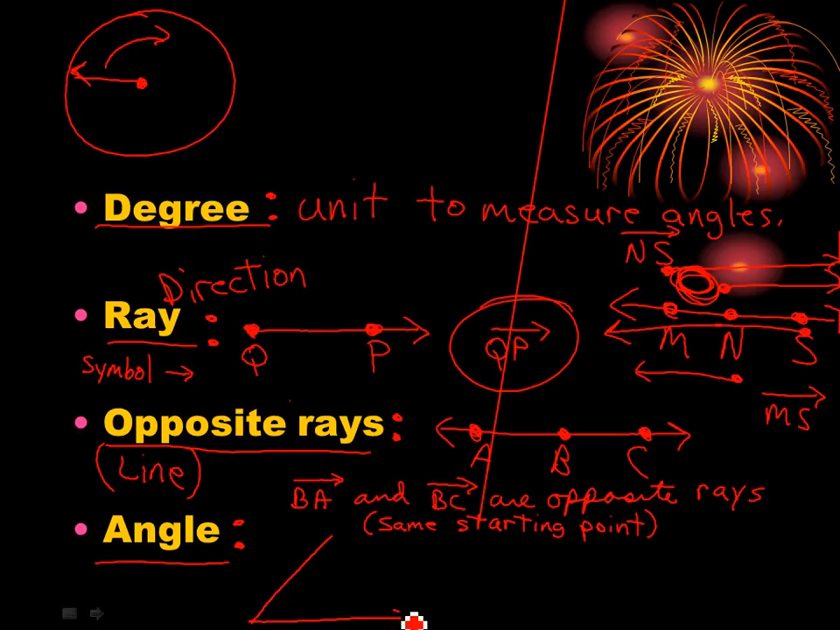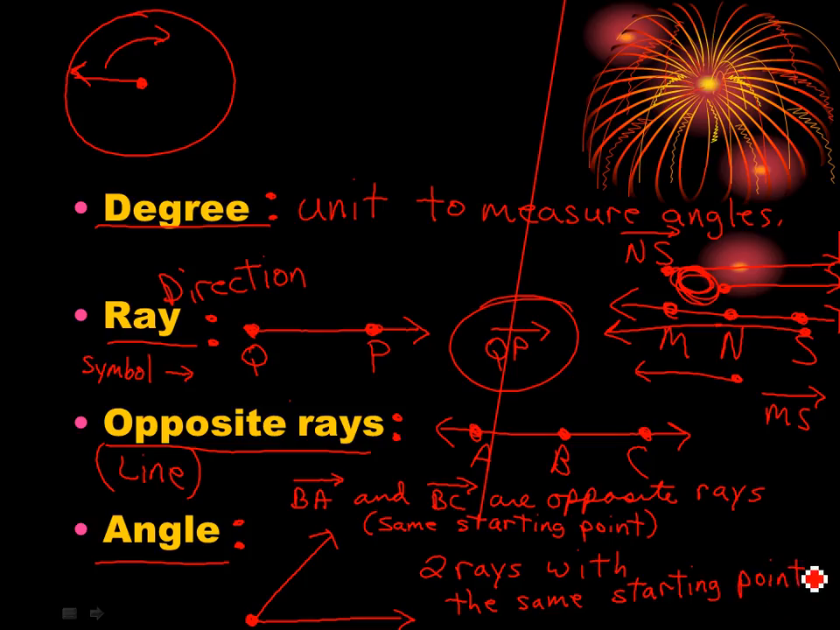Hopefully you have some idea what an angle looks like. I'm just going to draw one up here. An angle is two rays with the same starting point. Two rays that have the same starting point. That's what an angle is.